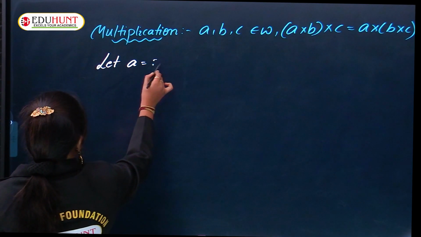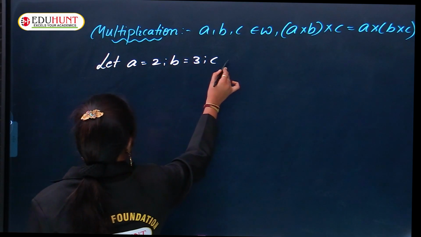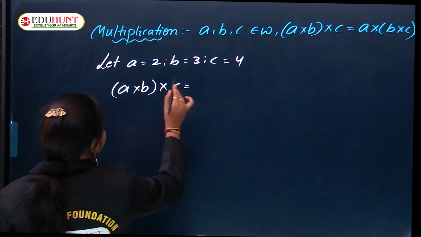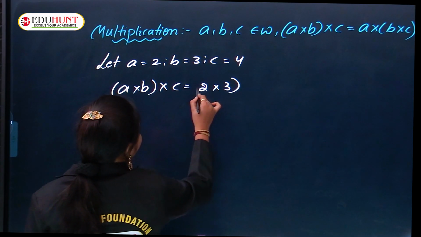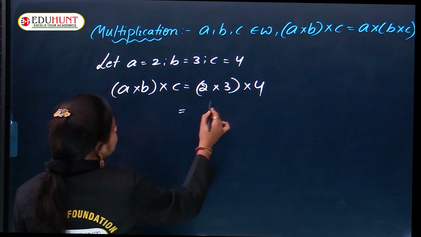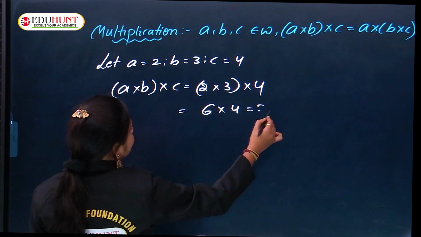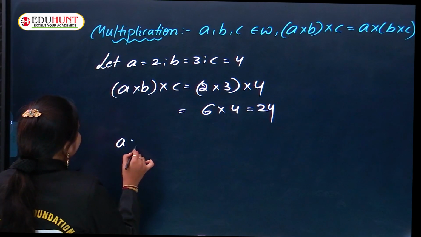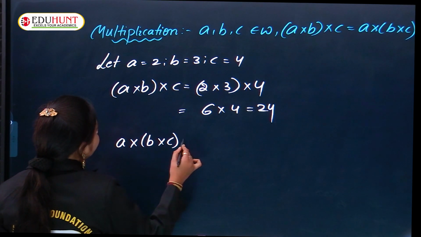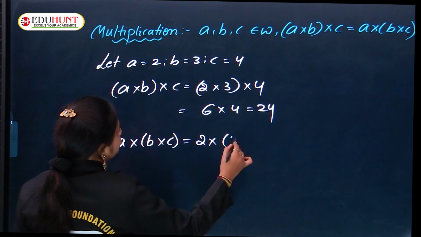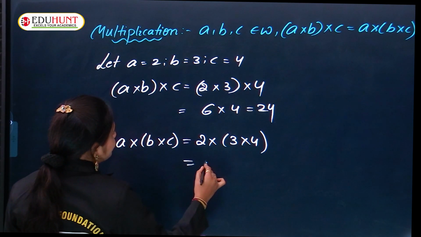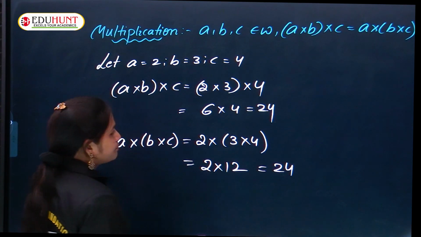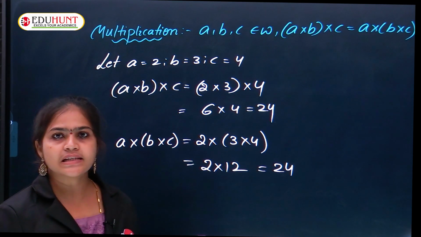Let A is equal to 2, B is equal to 3, C is equal to 4. Then here A into B into C is equal to 2 into 3, into C which is 4. 2 3s are 6, into 4, which is equal to 24. 6 4s are 24. Now A into B into C, which is equal to 2 into 3 into 4, which is equal to 2 into 12, since 3 4s are 12. 2 12s is equal to 24.